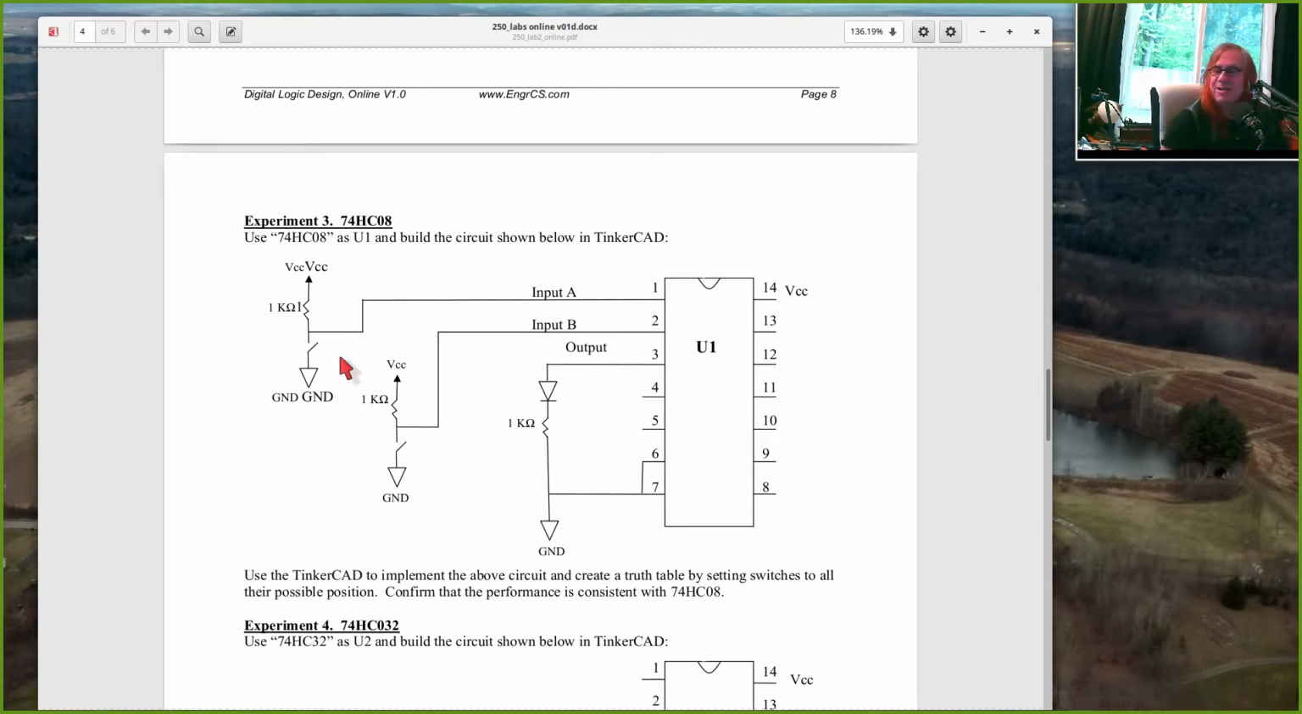And you can confirm that with a multimeter, right? You could take a multimeter, hook one end to ground, and put the other end on input A and see what happens when the switch is open or closed.